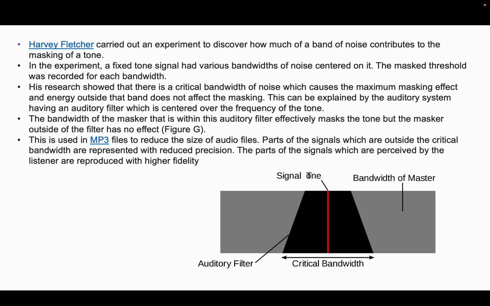It is interesting to note that in MP3 files, this concept is used to reduce the size. MP3s utilize audio compression, and that's one of the ways that they transmit more easily, as they reduce the bandwidth. So parts of the signals that are outside of the critical bandwidth are represented in an MP3 file with reduced precision, and the parts of the signals that are inside the critical bandwidth have a higher precision. So it's analogous to image processing.